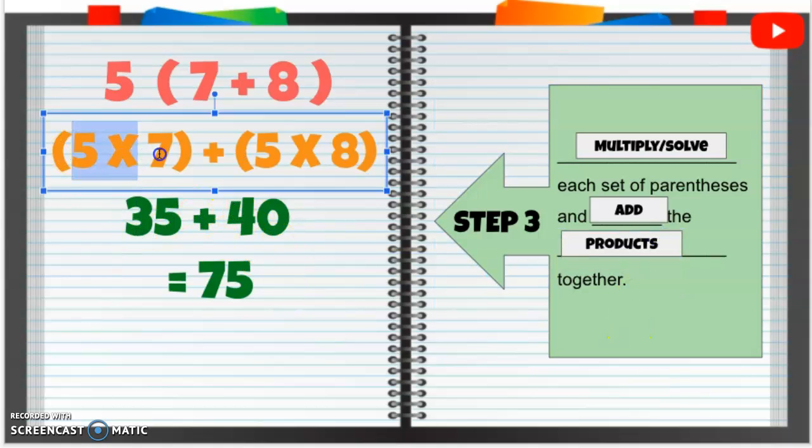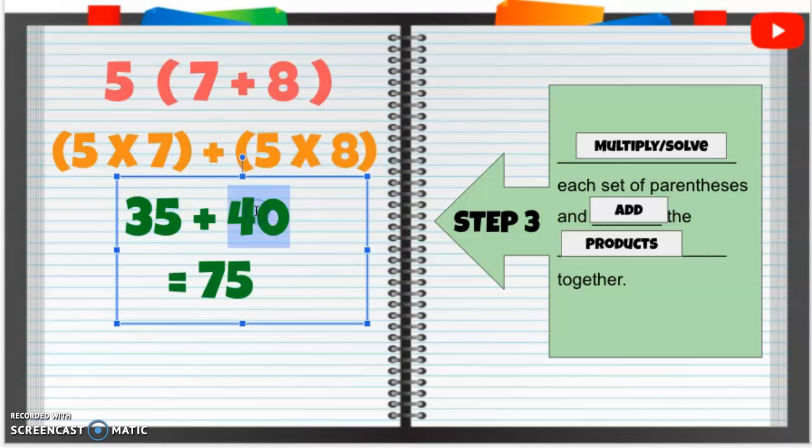So the product of 5 times 7 is 35. The product of 5 times 8 is 40. And then this addition symbol comes with us. So then we have 35 plus 40, which equals 75. And that is how we use the distributive property.